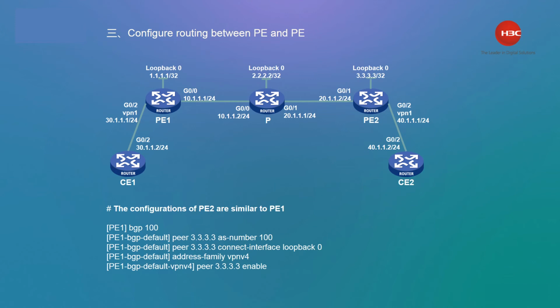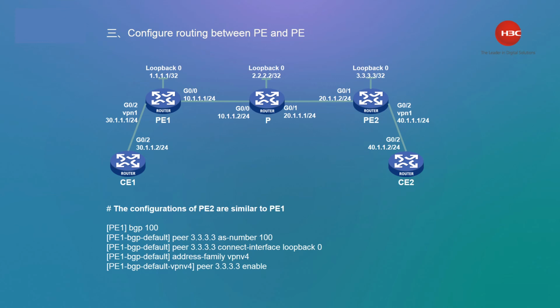The third step is to configure the MP-BGP peers and the routing exchange between PEs. Different from ordinary IPv4 BGP, MP-BGP peers exchange VPNv4 routes, which requires enabling the MP-BGP peer and the VPNv4 address family in the BGP process. The configuration of PE2 is similar to PE1, just change the neighbor address.